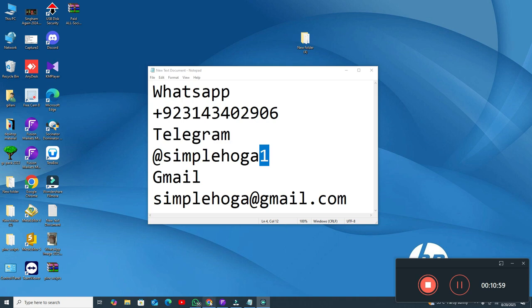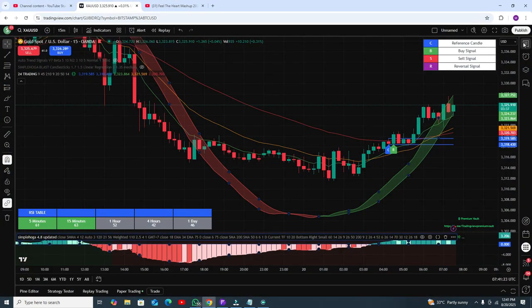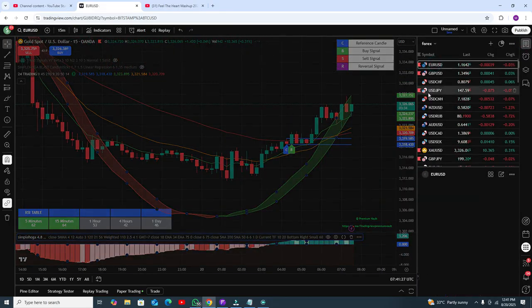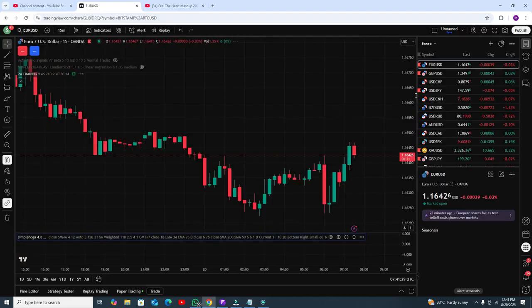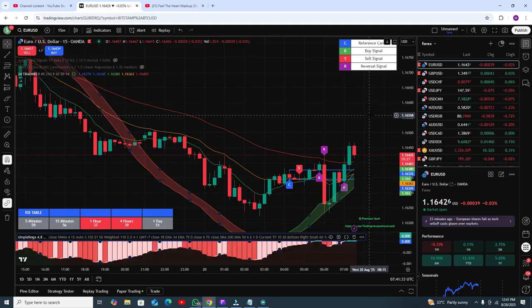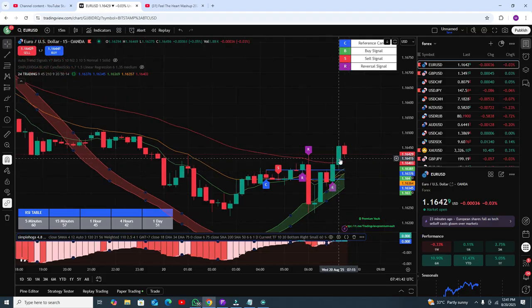Okay, let me show you the results quickly. Let's see in the EUR/USD. We will see the most recent condition. Here you can see that is the entry point. This is your entry point because this candle comes upside from the 3 EMA lines, and the histogram is also green.